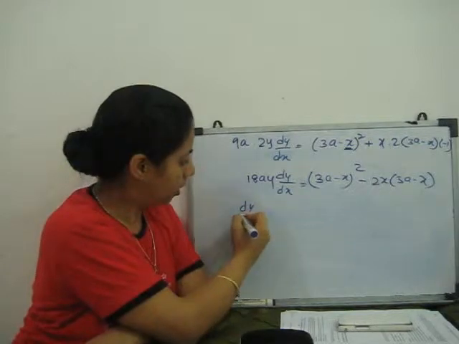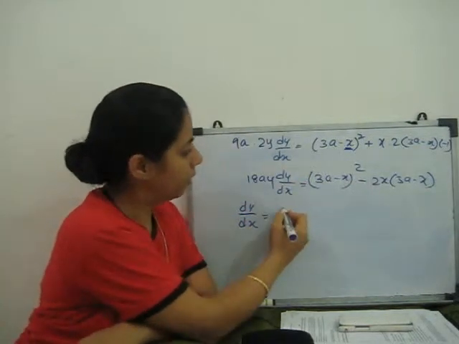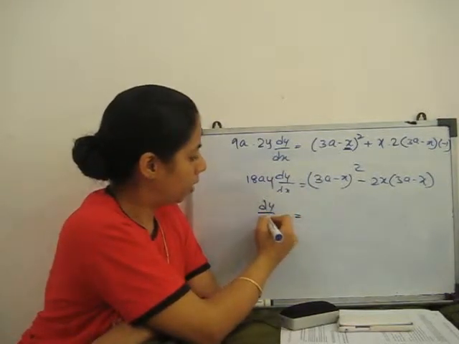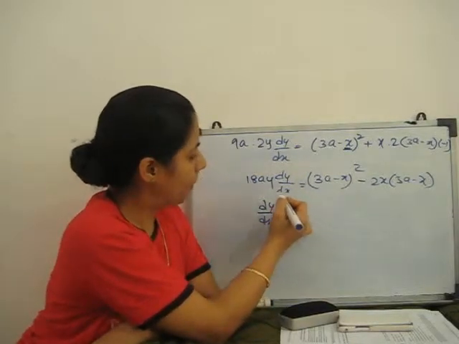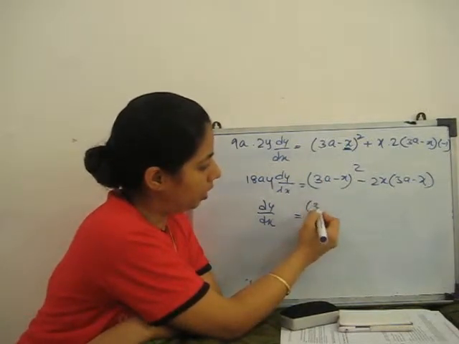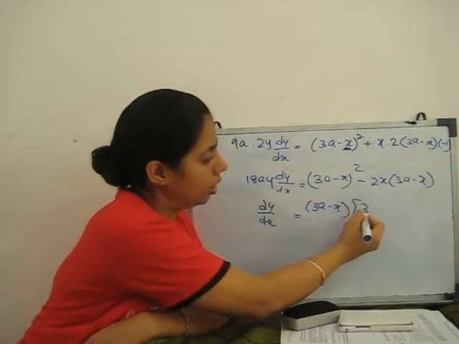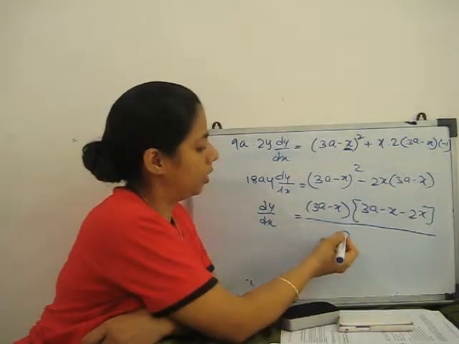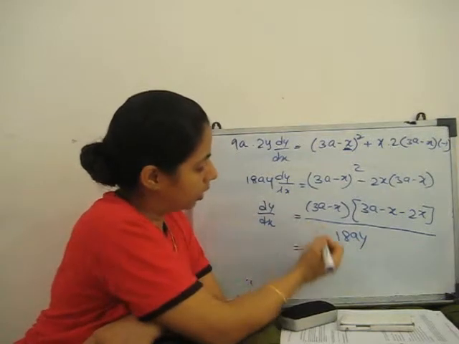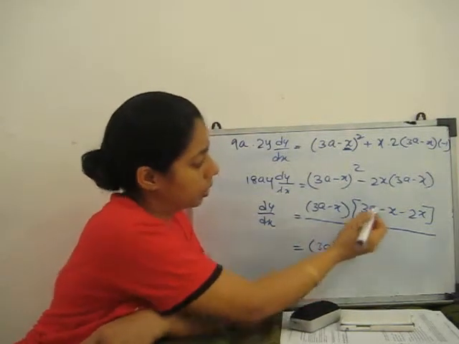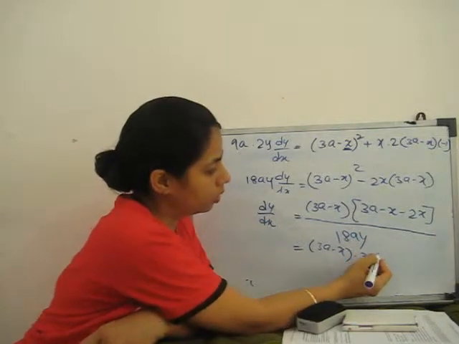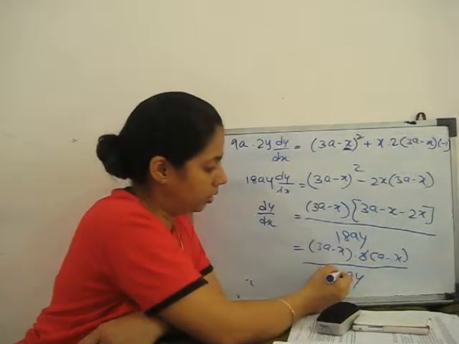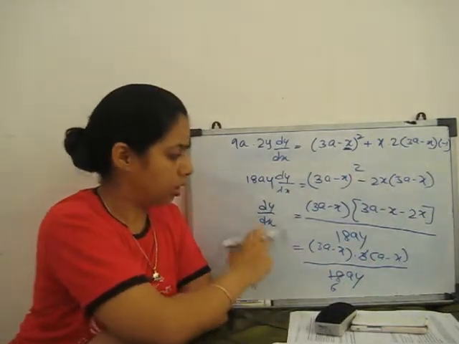Again, we need dy by dx. So dy by dx is equal to, taking 3a minus x outside, (3a minus x) times (3a minus x minus 2x) upon 18ay. So this gives (3a minus x)(3a minus 3x). So 3 comes outside, (a minus x) upon 18ay. 6, 3, 6, 18. So now this is dy by dx.